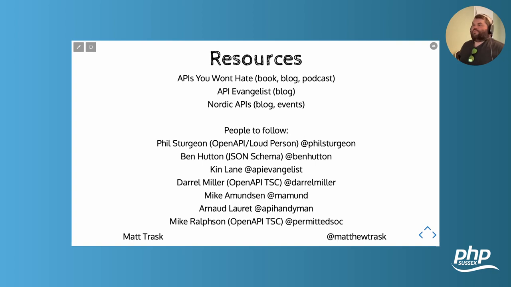Some people to follow: Phil, I've mentioned him a lot. He does a lot with OpenAPI. He has a lot with trees these days. It's kind of weird. And he's generally a very loud person. Ben Hutton, he is a British friend. He is the lead on JSON Schema right now. Kin Lane is the API Evangelist. Darrel Miller is on the OpenAPI TSC. Mike Amundsen, Arnaud Lauret, and Mike Ralphson are all great to follow if you want to learn anything about APIs. So I'll leave it up here for just a quick second, just in case you need to write things. And I'll send the slides around afterwards too, but definitely worth some Twitter follows here.